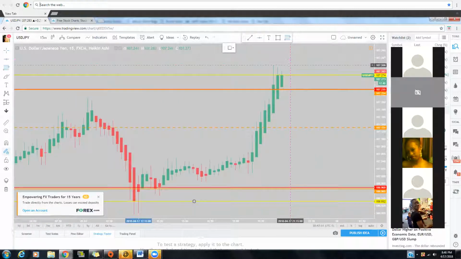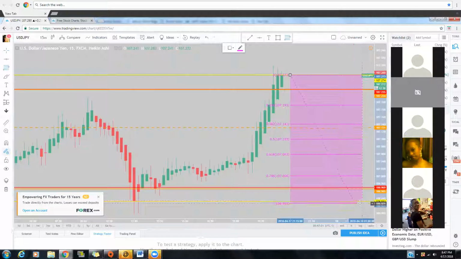And then this is also a bullish movement. So I am gonna drop my fibs from my high to my low. And then once again, I am going to do my dotted line.